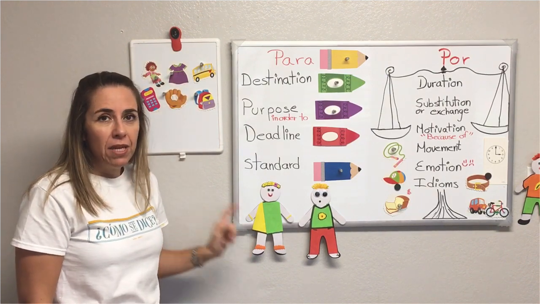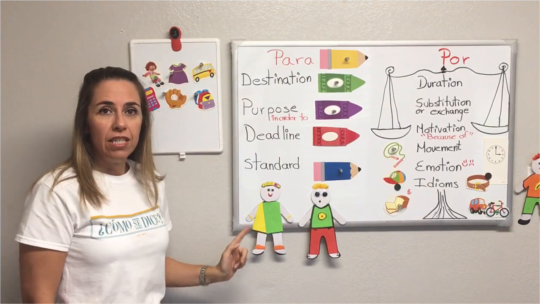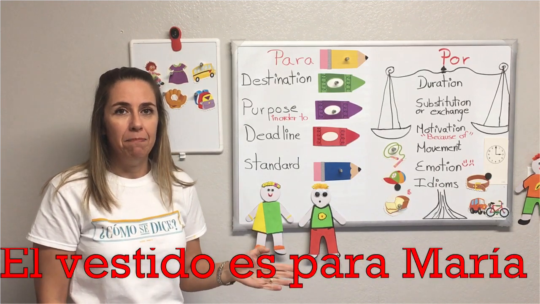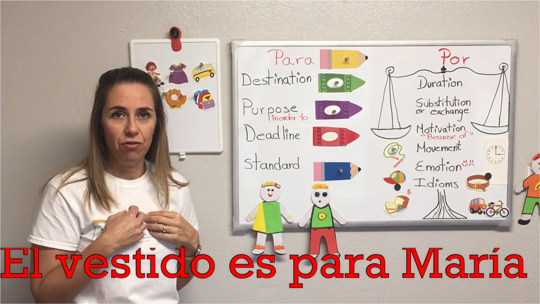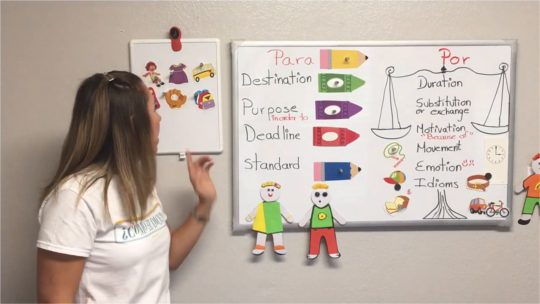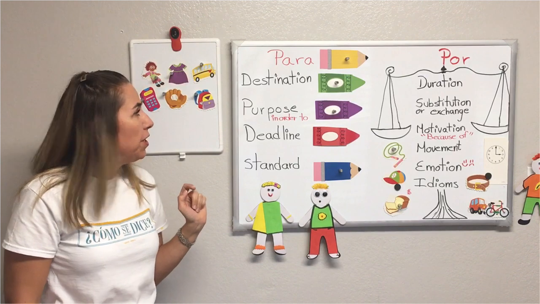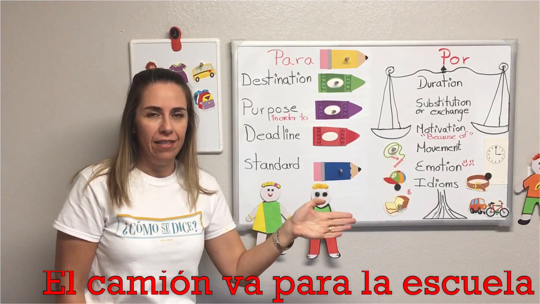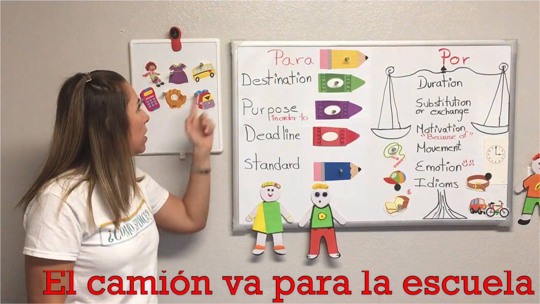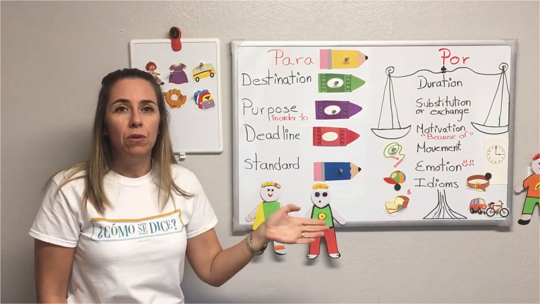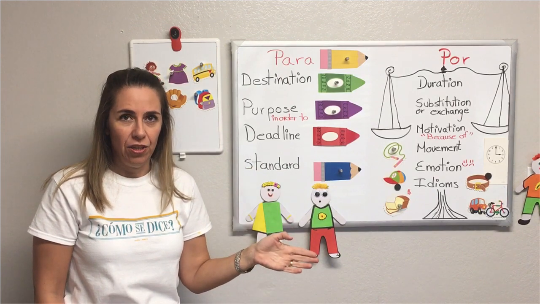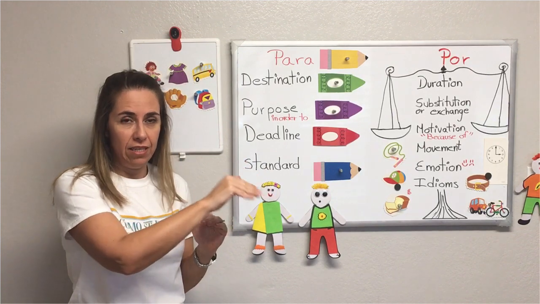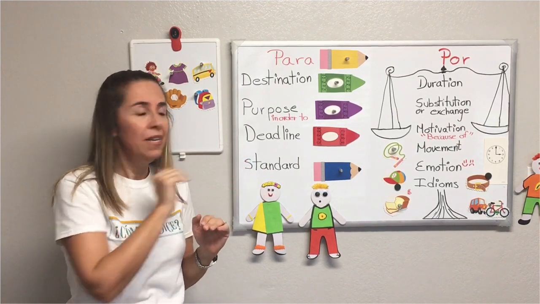I have a dress for María. The dress is for María. El vestido es para María. She's gonna receive the dress. Can you see that arrow? And I have a bus here. El camión va para la escuela. The bus goes to the school, is the final destination. Can you see that arrow? Going from one side to a final destination and a specific point.